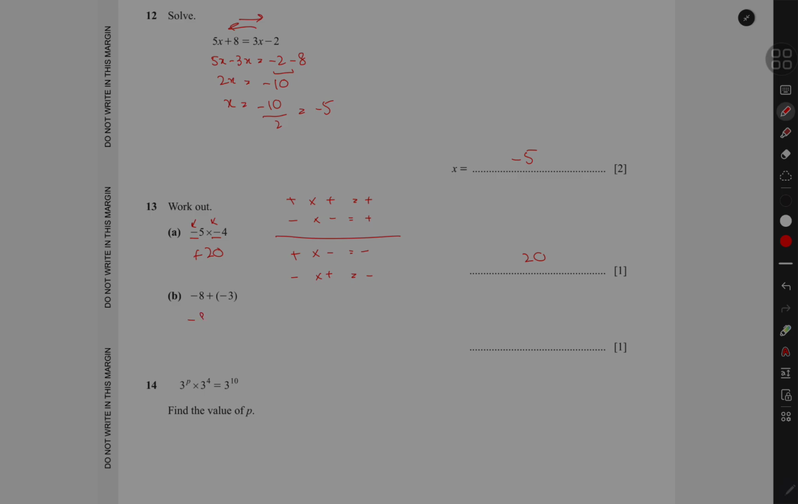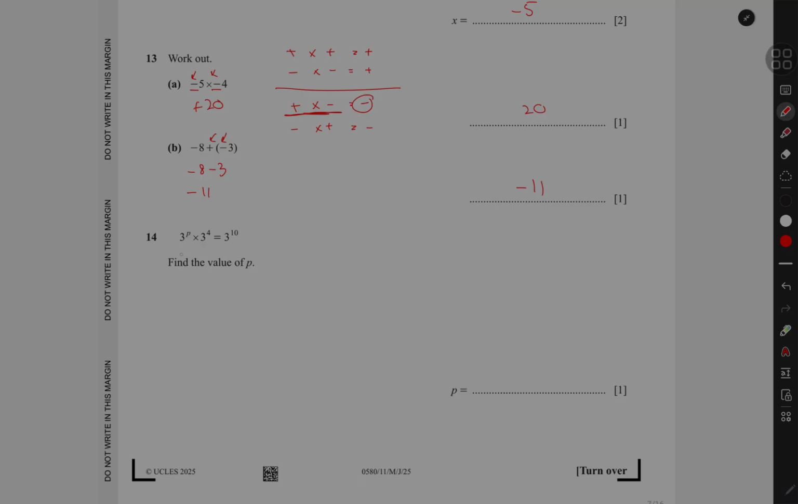This is also negative 8. We now have to multiply these signs. So we have a plus and a minus. If we have a plus and a minus, we get a negative. So that is still negative 3. And now, because they have the same signs, we can add them. 8 plus 3 is 11. And we keep the negative sign. That's negative 11.